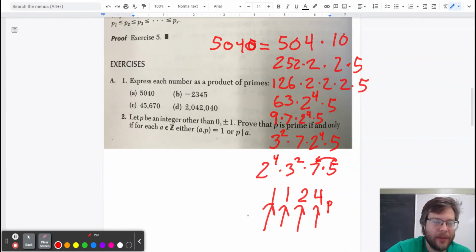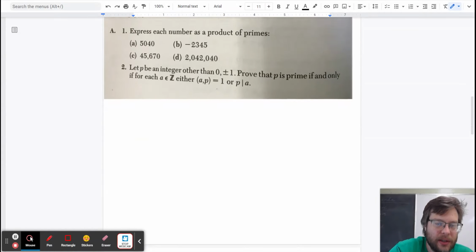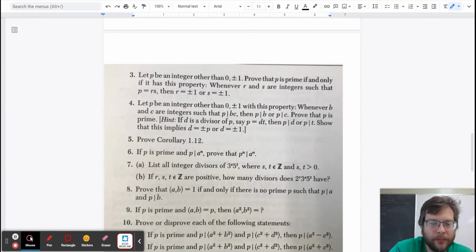Okay, great. The rest of those are pretty straightforward, so I'll skip along there. All right, let's look at something on the next page here. So let's look at this. So let p be an integer other than 0 and positive or negative 1. Prove that p is a prime if and only if, so we need to do both directions, whenever r and s are integers such that p equals rs, then r equals plus or minus 1, or s equals plus or minus 1.